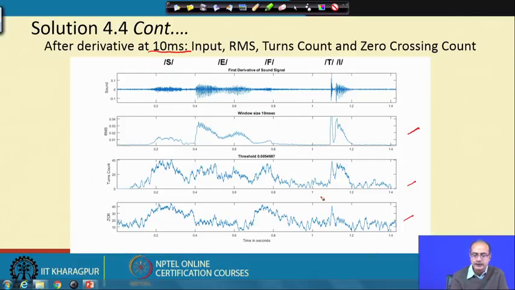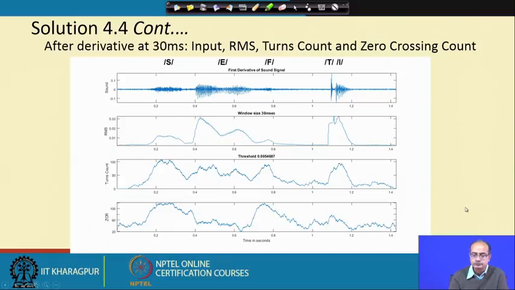Earlier, the difference we had between that peak for an unvoiced sound and the voiced sound, now the difference in that peak has reduced. Okay. That is the first thing we note here.